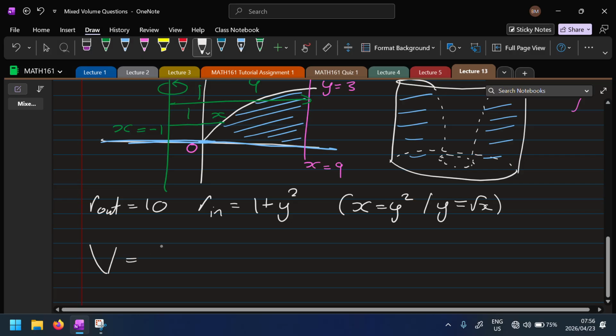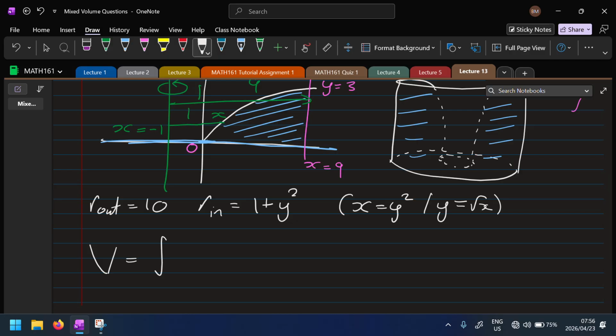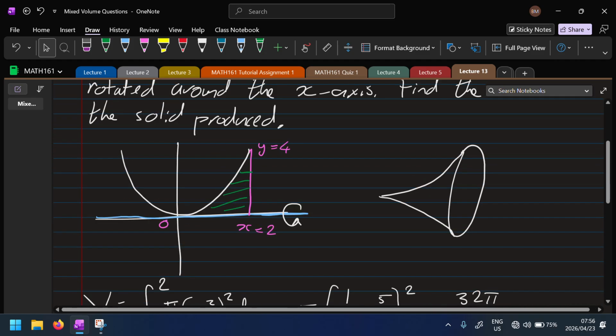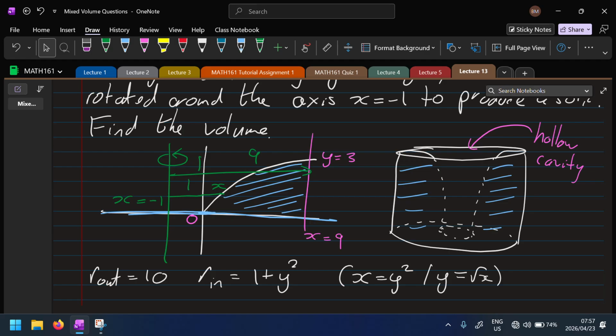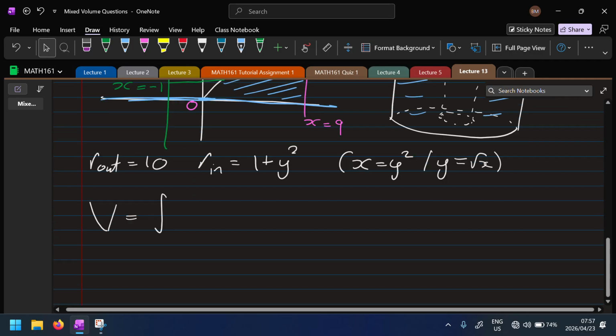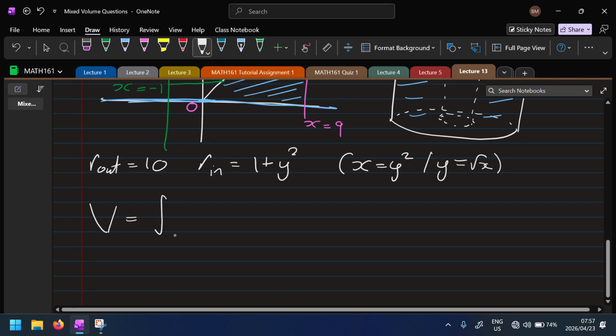The volume will be the integral. Now we're going vertically, stacking these washers. So we need the bottom of the shape and the top of the shape. Remember in the previous one, we looked at the left endpoint and the right endpoint, so you need to be careful which values you're looking at. The washers are being stacked vertically, so the bottom of our shape will be y equals 0, and the top of our shape, 3, which we worked out earlier. So it'll be from 0 to 3.